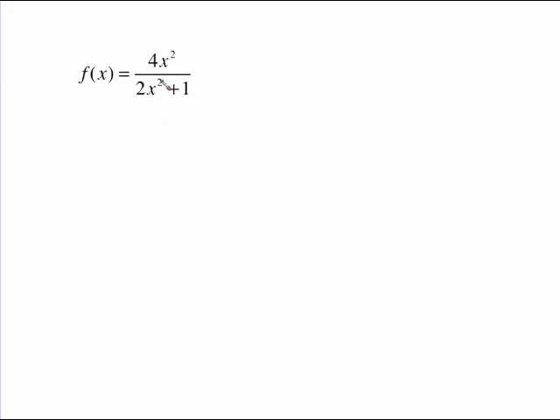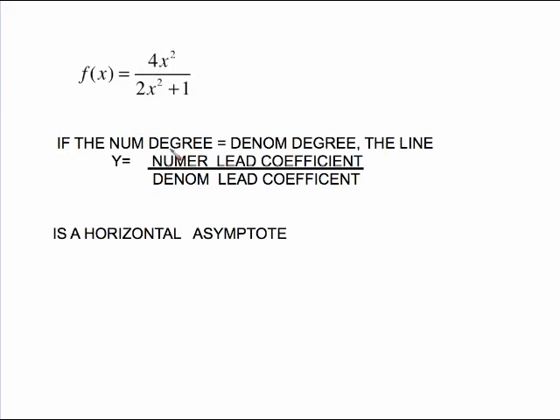Different one, I've got x squared. That means the degree for both of these is the same. So what we're looking at is a ratio of the coefficients. 4/2 would be my horizontal asymptote. This is this rule. If the numerator degree equals the denominator degree, then the line y equals this ratio is my horizontal asymptote. So this is y equals 2.